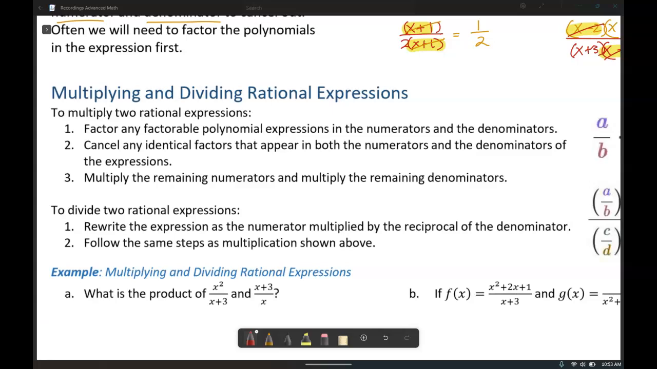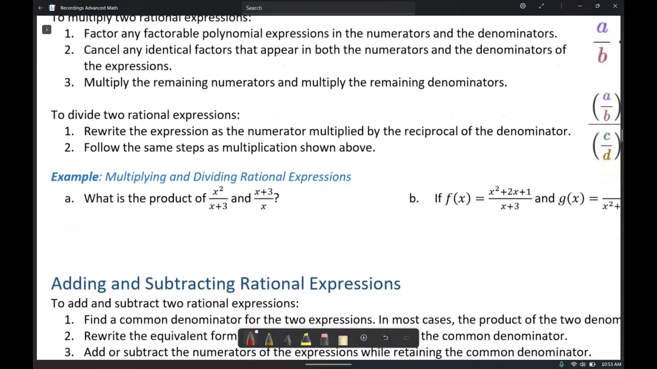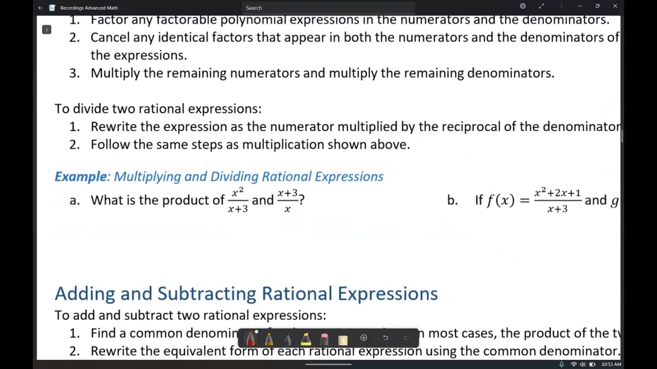Multiplying and dividing rational expressions is basically an extension of simplifying, where we're just comparing multiple fractions and using our fraction operation rules for dividing fractions in order to simplify. So when we want to find the product of these two, we can think of this as x squared divided by x plus 3 times x plus 3 over x. When we multiply fractions together, the numerators get multiplied and the denominators get multiplied.